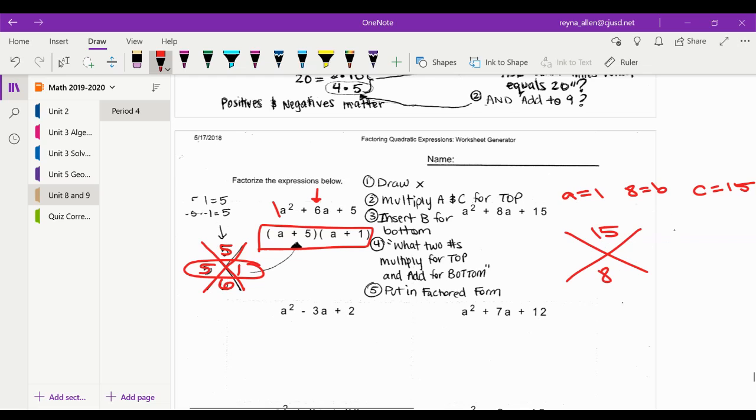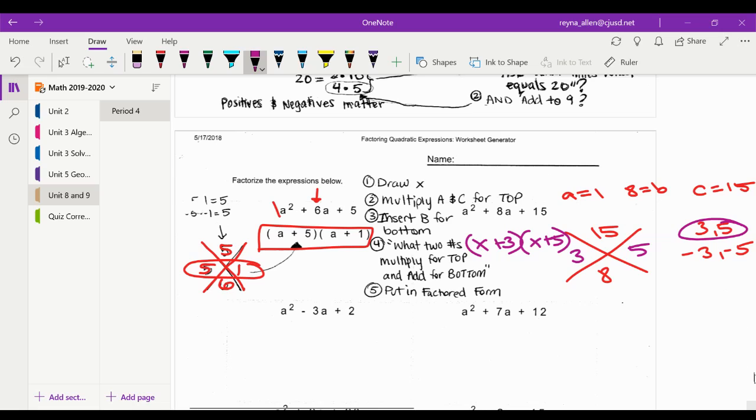Okay, multiples of 15. 3 and 5, negative 3, negative 5. Both of those would give me positive 15. So now I have to figure out which one works when I add it, it gives me 8. 3 and 5. So now those are my two answers. So I'm going to write x plus 3. That's my first binomial. x plus 5. That's my second binomial. Now it is factored.